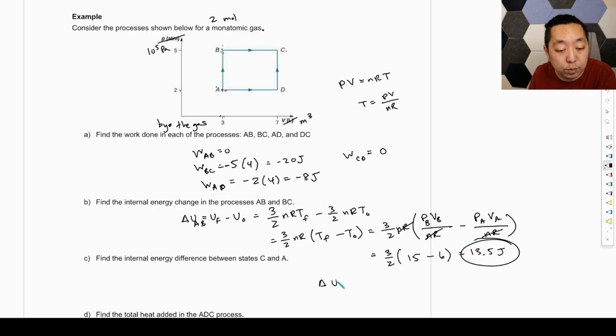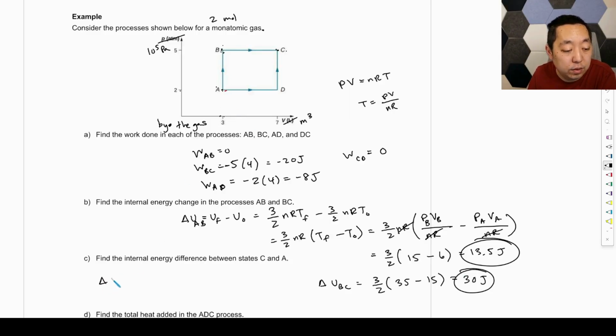And then for BC, we do the exact same process. 3/2 times the pressure at C times the volume at C, which would be 5 times 7, which is 35, minus the pressure times volume here, 5 times 3, which is 15. So that's going to be 20 times 3 halves, which is 30 joules. Okay? Find the internal energy difference between states C and A.